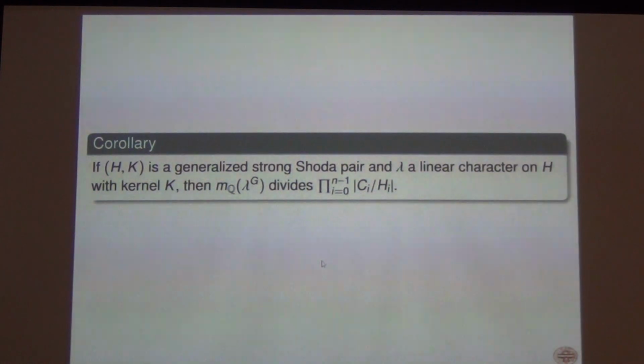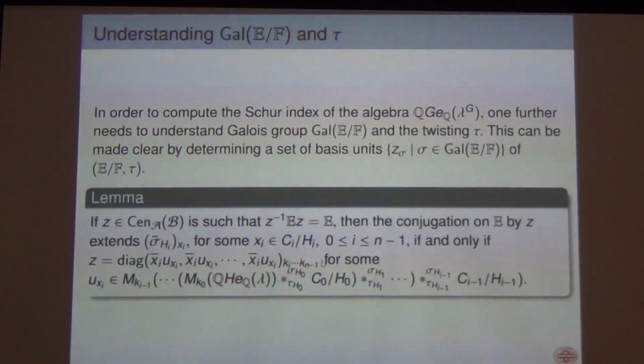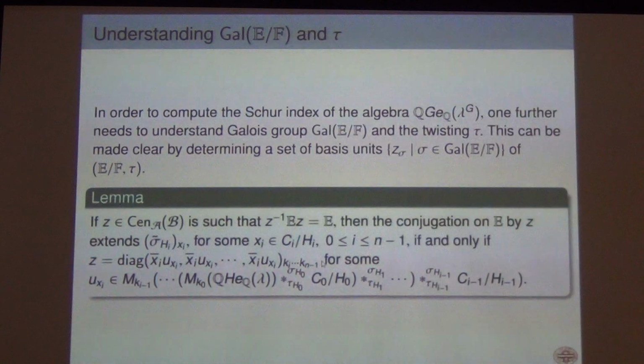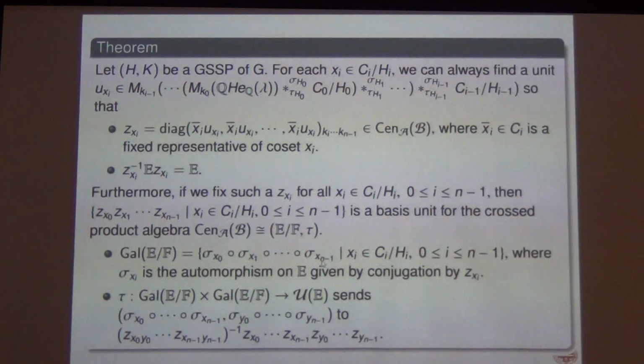This also gives you a corollary that if you have a generalized strong Schroder pair, then the Schur index divides the index of C_i and H_i. All this depends on the chain which I gave. But this improves the well-known result that the Schur index divides the order of the group. So it improves that result. And then we also gave a good algorithm to tell, this cross product is given, but what is E, what is F, what is the Galois group, all that you need to understand. That was made clear very precisely in the same paper, which has recently come.